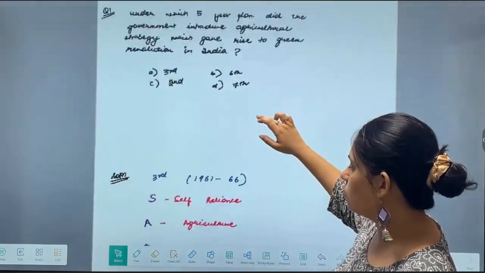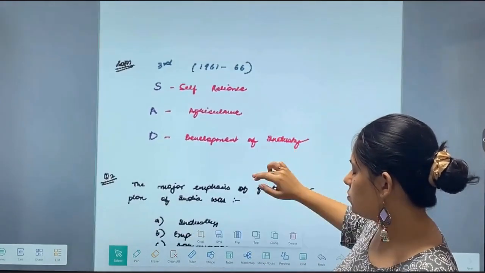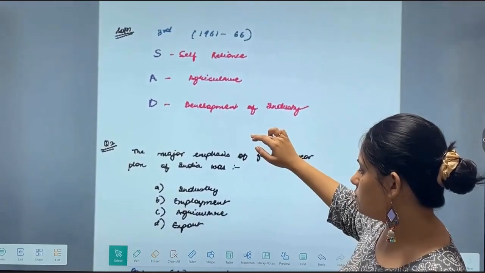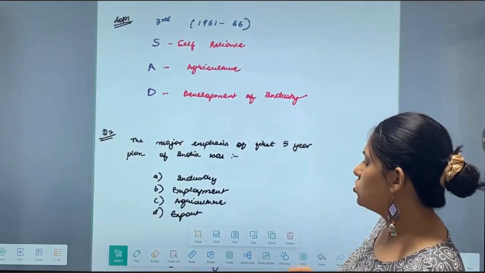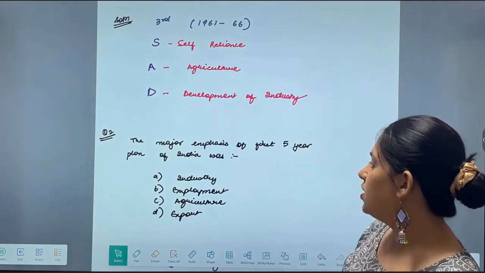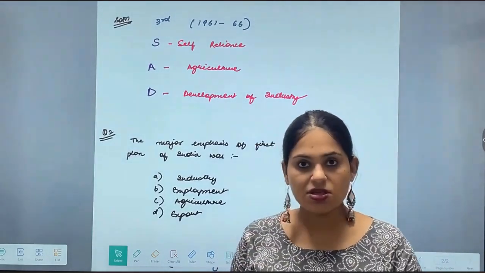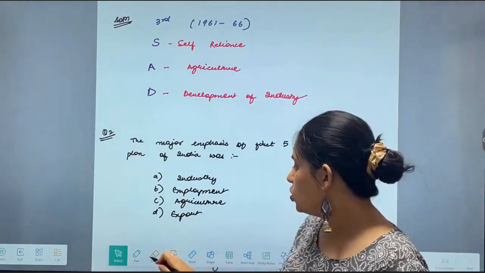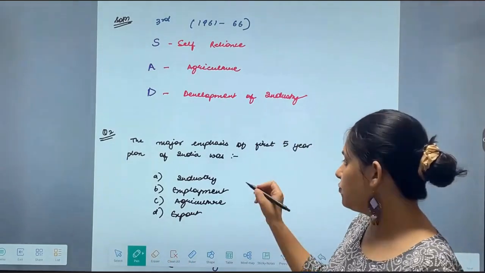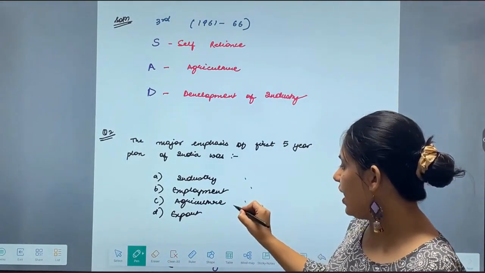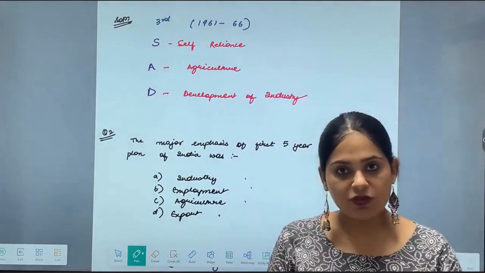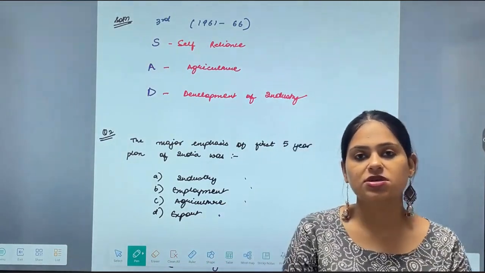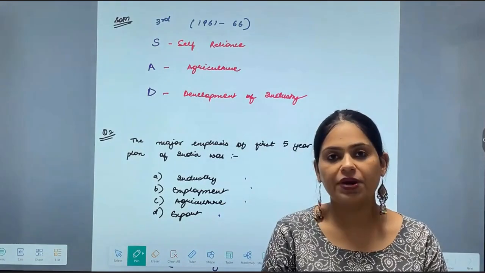Okay, let us look at the second question. The second question is this. The major emphasis of the first 5-year plan of India was: did it focus on industry, employment, agriculture or export? I am giving you a minute to write down the answers and then I will answer.